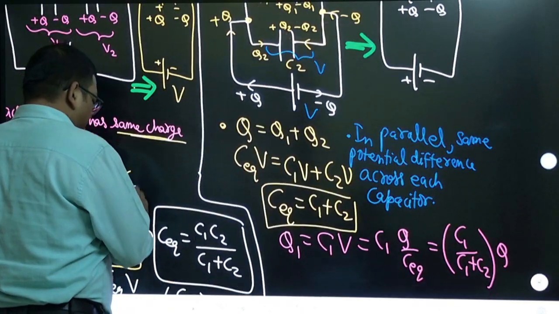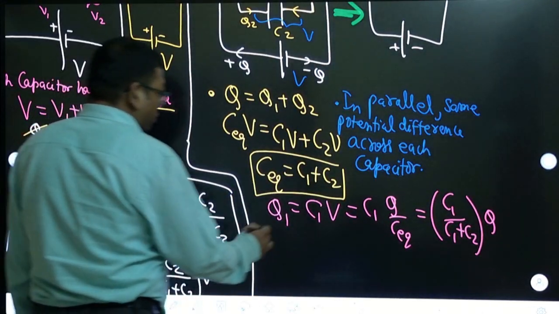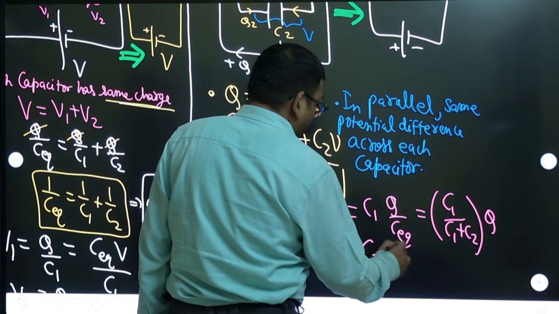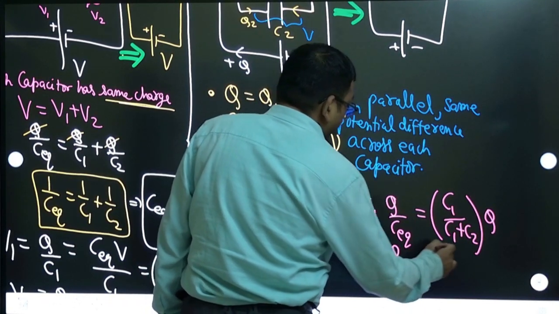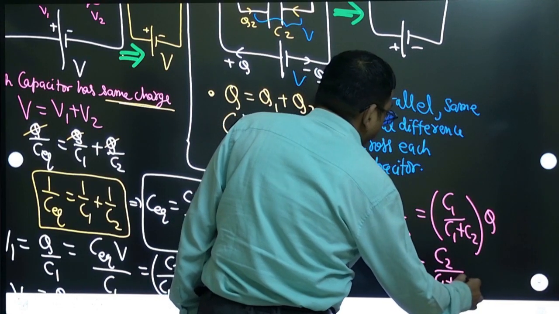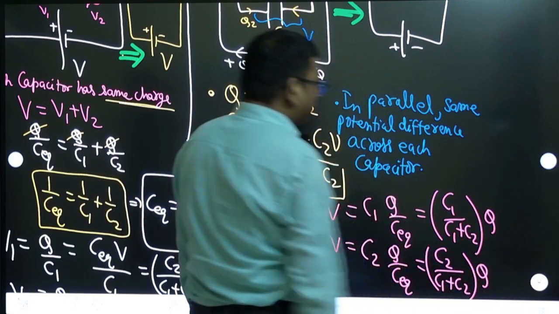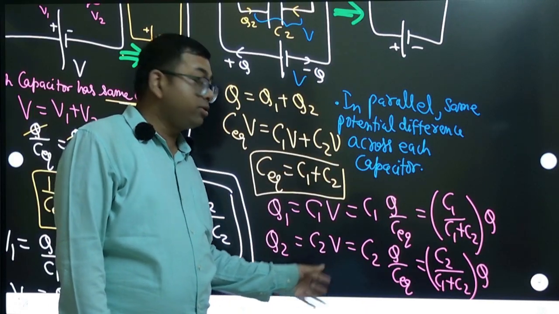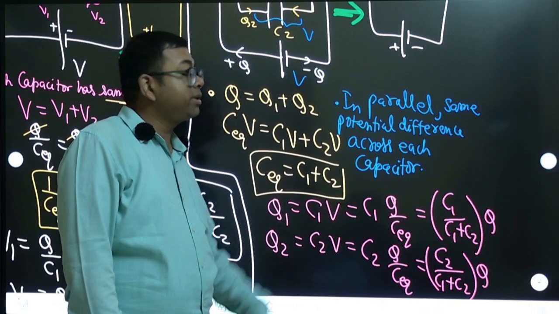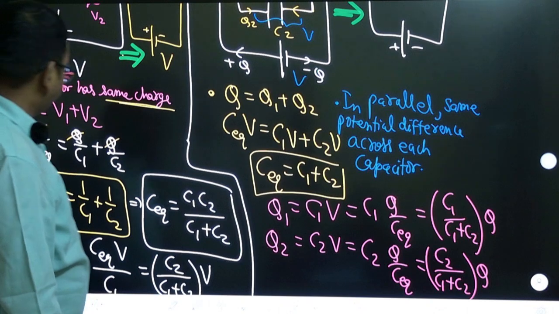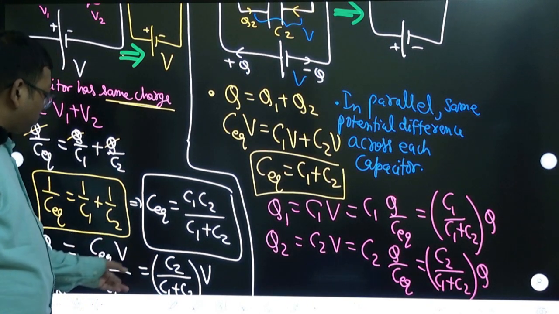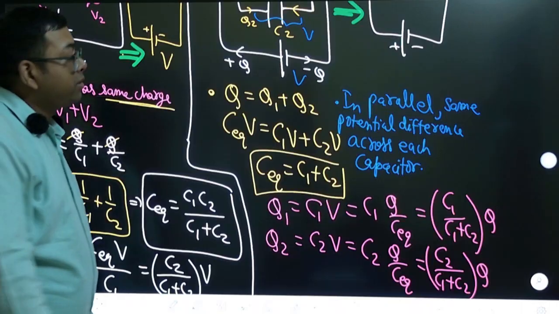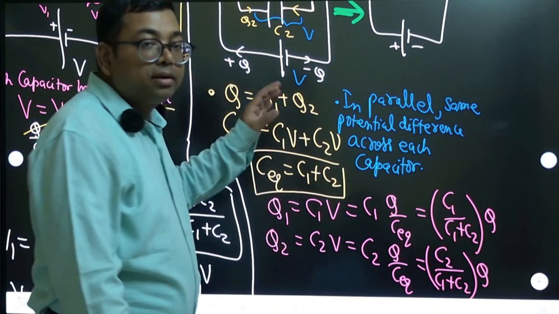Similarly, charge on the lower capacitor Q2 will be C2 into V, and V again you write as Q by C equivalent. Now C2 by C1 plus C2 into the total charge is the charge on the second. Charge on first is C1 by C1 plus C2 into total charge. It is similar to how we divided voltage, but here voltage 1 was depending on capacitance 2 and voltage 2 was depending on capacitance 1. That's the difference here, right? Clear? Yes.